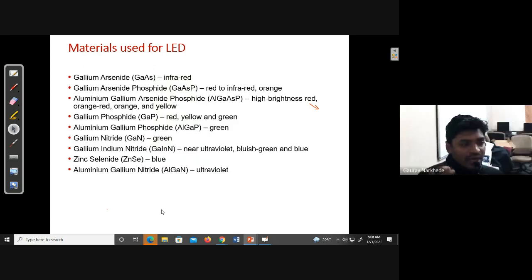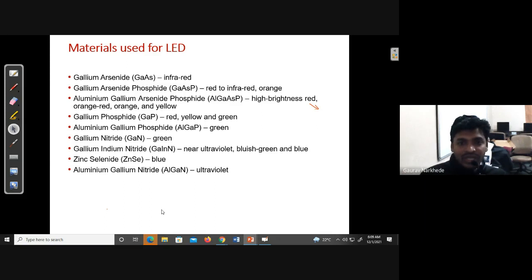Now what kind of light you want depends on the material used for construction of the LED. If you are using gallium arsenide, then the LED will radiate infrared light, which is used in your remote controls. If you are using gallium arsenide phosphide, then it may emit red, and depending on the concentration it may also emit orange light.